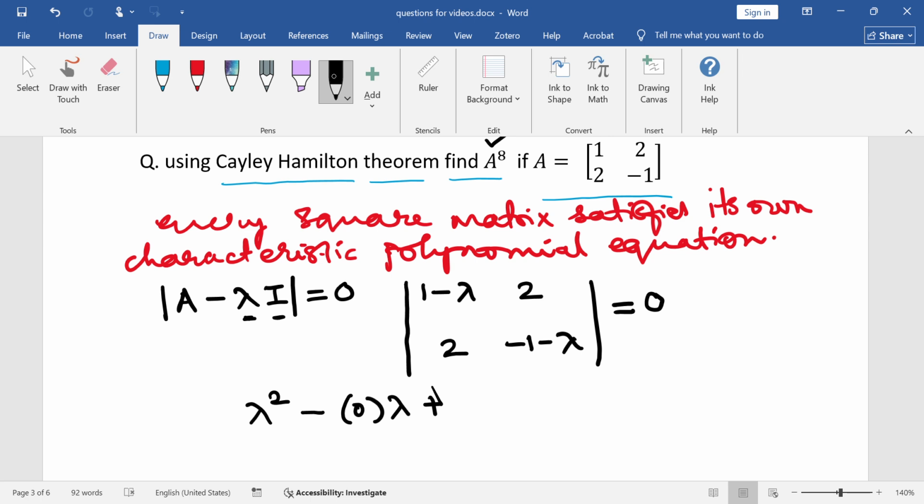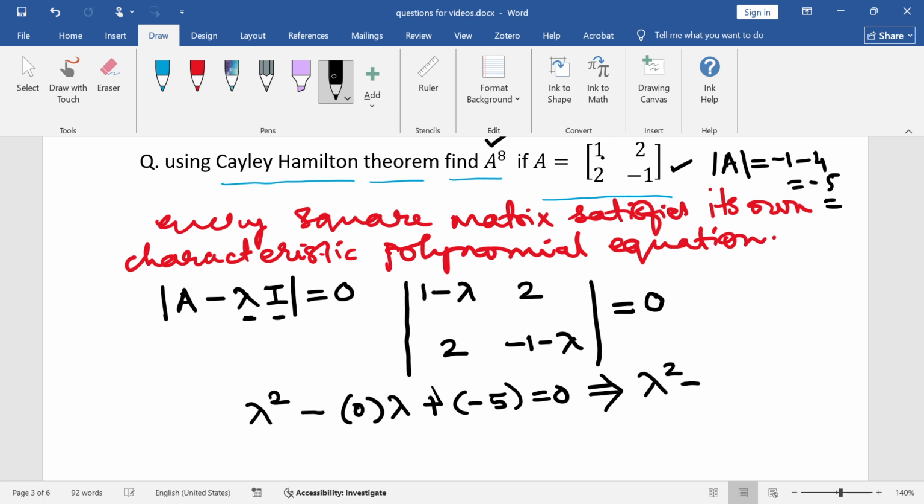So if we solve this and we find the determinant of A, how much will it come out to be? Let us just see. Minus 1 into 1, that is minus 1, minus 2 into 2, that is minus 4, which is equal to minus 5. So this is the determinantal value. So here I'll write minus 5 equal to 0. Therefore, I get this equation as lambda square minus 5 is equal to 0.